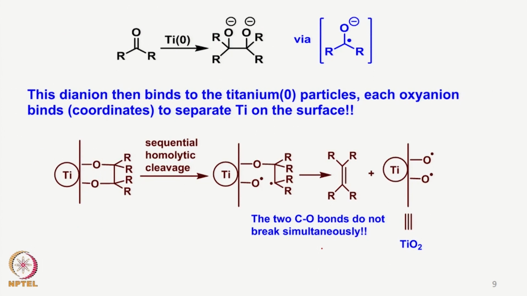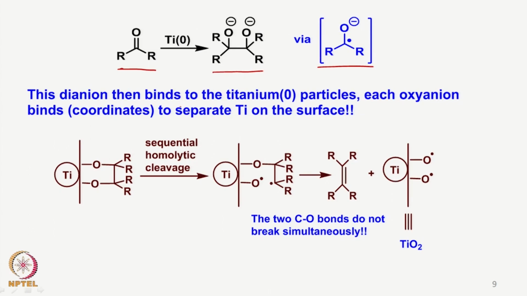Now what is happening is this is the simplest way of indicating that we have a carbonyl compound, and the titanium 0 transfers one electron, similar to the ones that we discussed with sodium or potassium or lithium or even magnesium. So the radical anion is formed by the transfer of an electron from the titanium 0, and we obviously go through this ketyl radical, which is called a radical anion, and then they couple to form this 1,2 dianion.